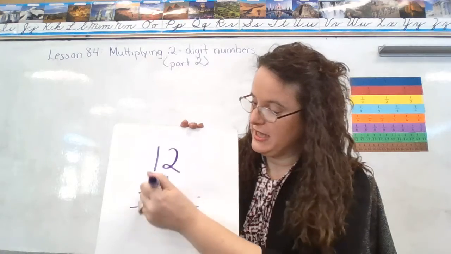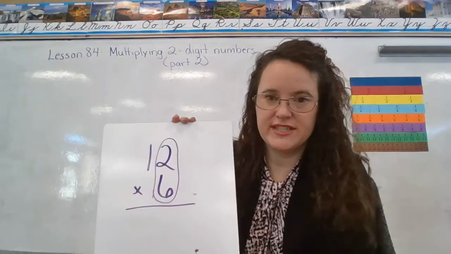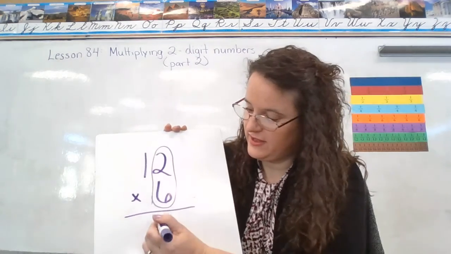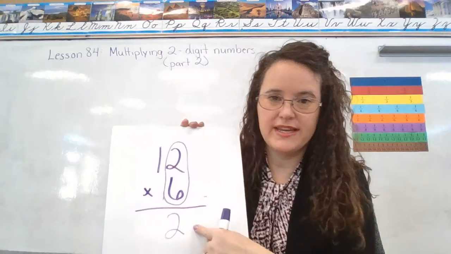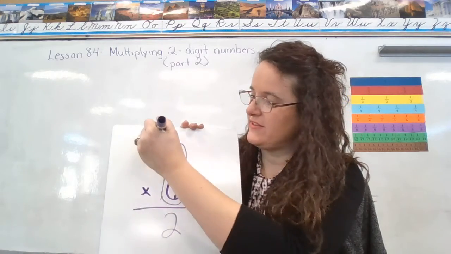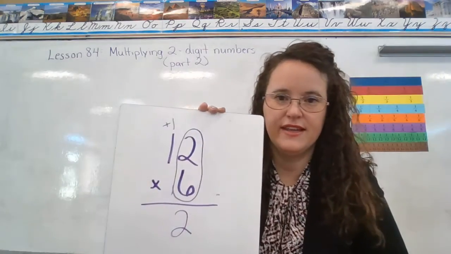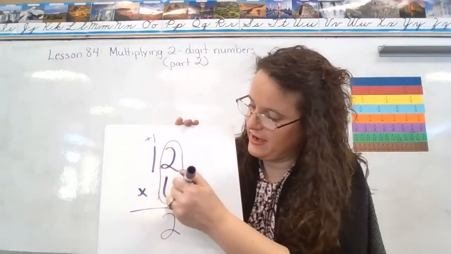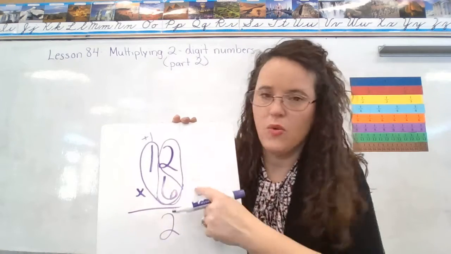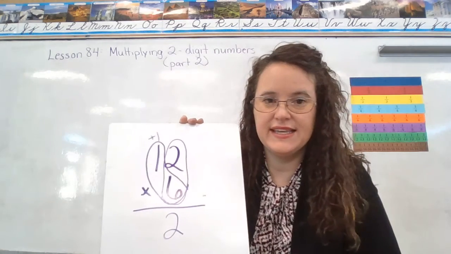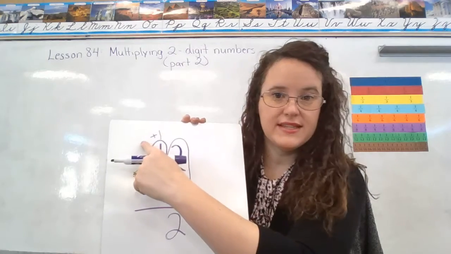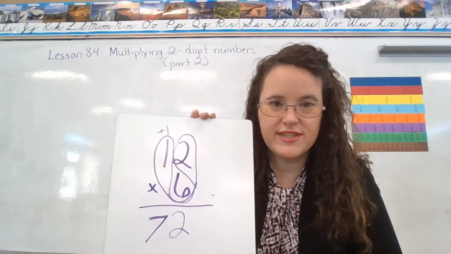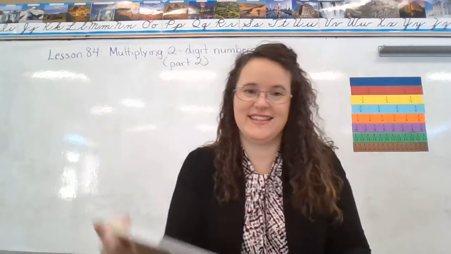So remember, we multiply our ones place first. 6 times 2. That gives me 12. We drop our 2 here to the ones place, and we have to carry our 10. That extra 10 gets added, so I write a little +1. Now we multiply our tens place. 1 times 6 is 6. Plus 1 is 7. And is 12 times 6 equal to 72? Yes, it is. There's our answer.